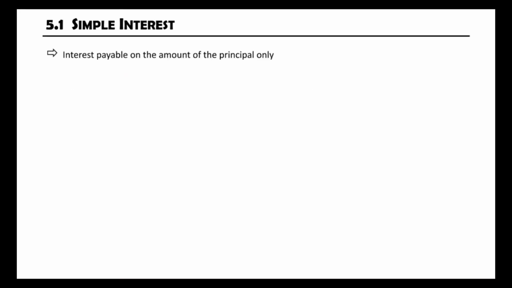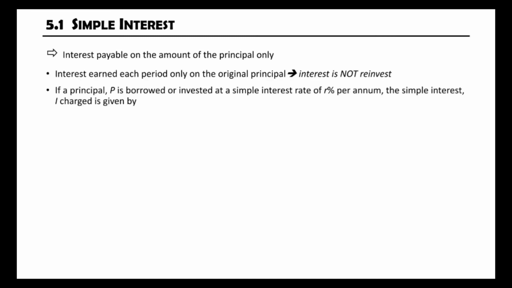Simple interest is interest payable on the amount of principal only. It means that interest is earned for each period only on the original principal, which means interest is not reinvested. For example, if a principal P is borrowed or invested at a simple interest rate of R% per annum, the simple interest I charged is given by I equal to PRT.